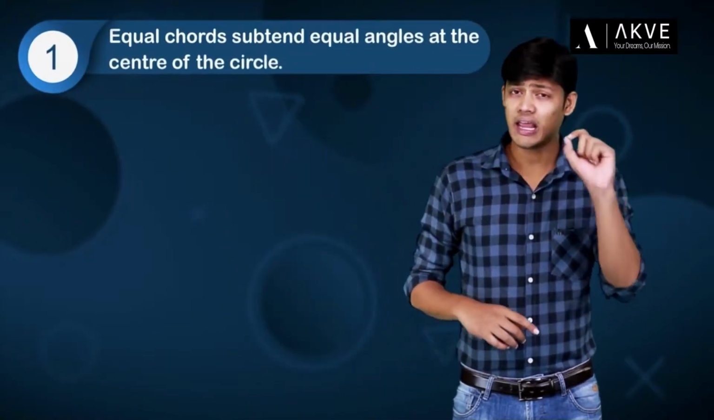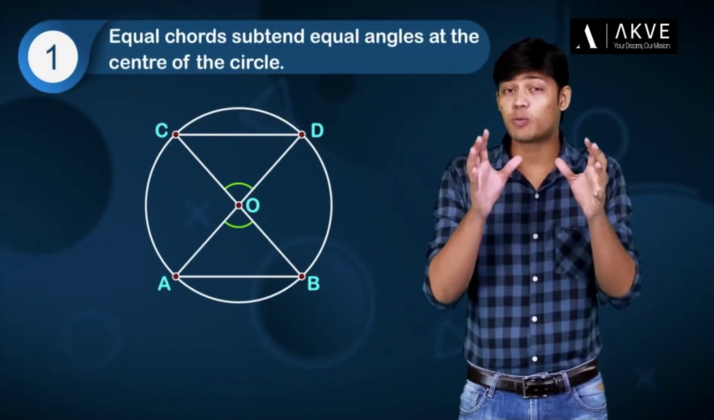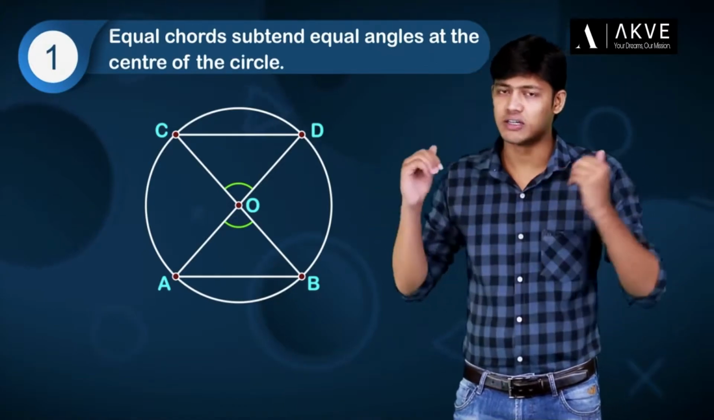Hello friends, we have learned many theorems related to circles in this chapter. So let's start this video by revising all those theorems. The first theorem was equal chords subtend equal angles at the center of the circle.